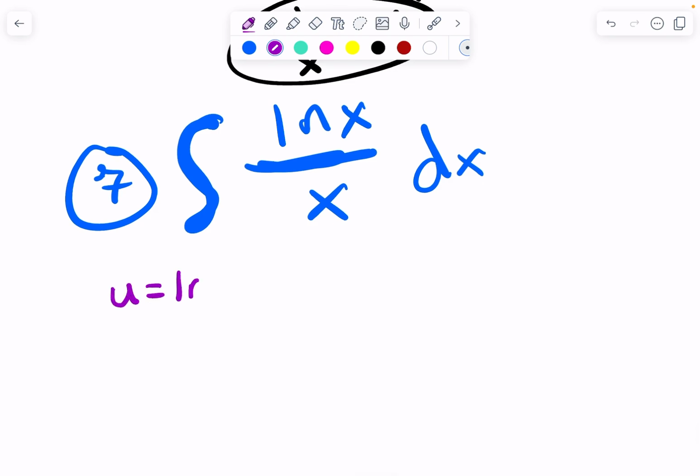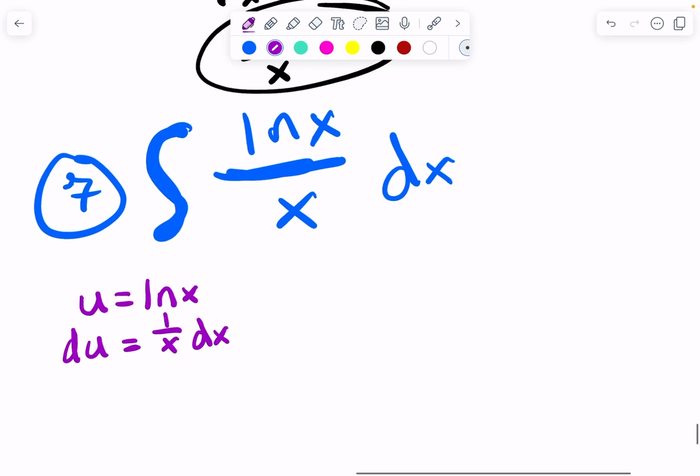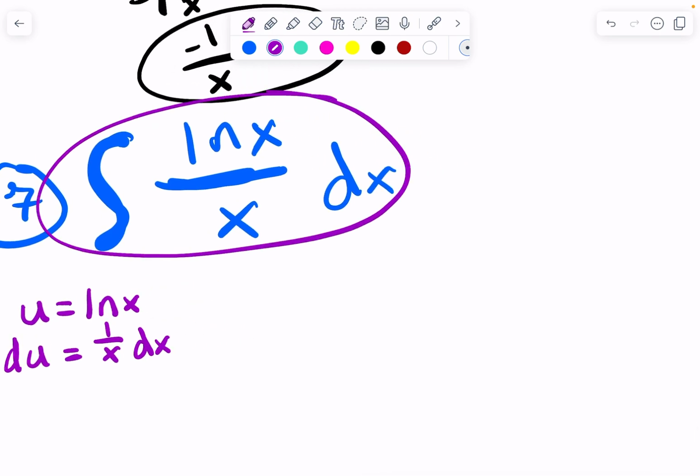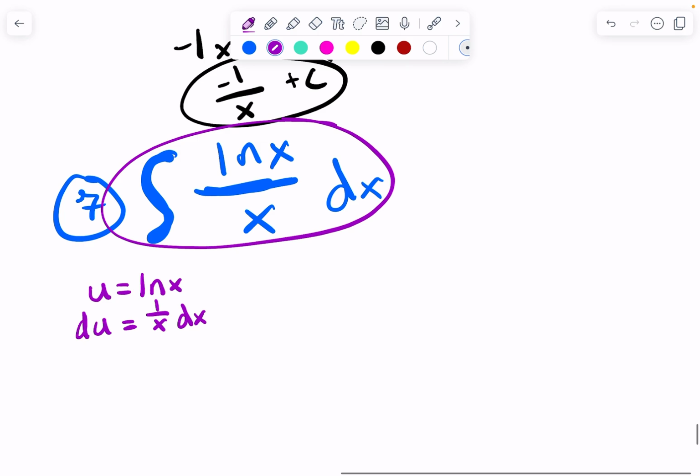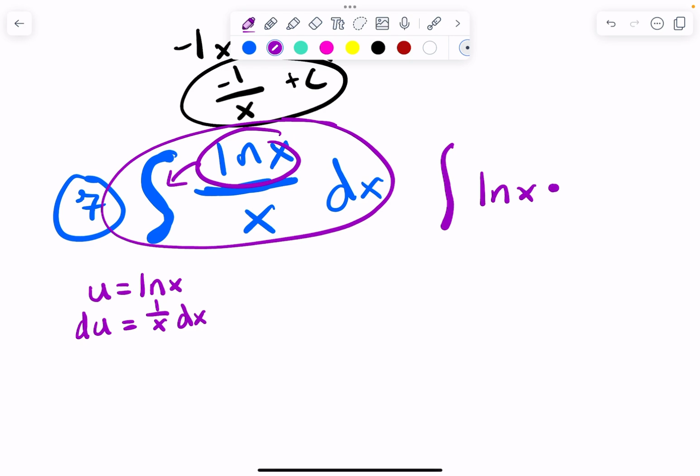u is ln of x. Do you remember what the derivative of ln of x is? It is 1 over x dx. Okay, so here's the deal. If you want to rewrite this, it's helpful to do this. Okay, I have my integral symbol. I'm going to slide this ln of x off the top. So I have ln of x times, that would be 1 over x dx.